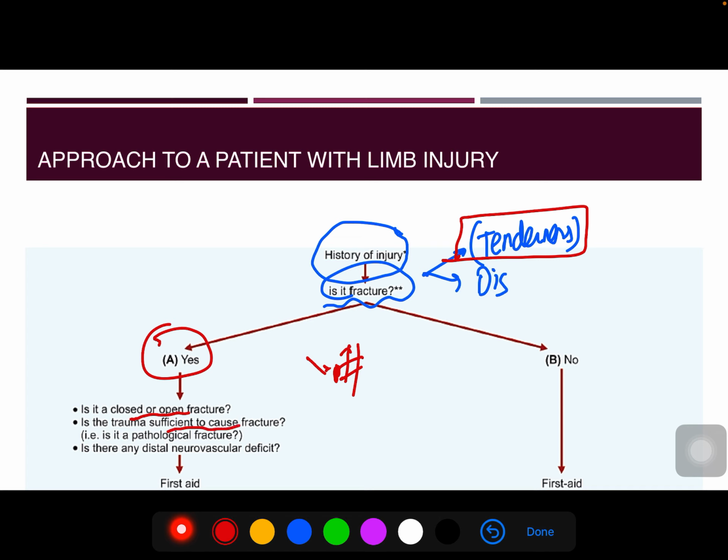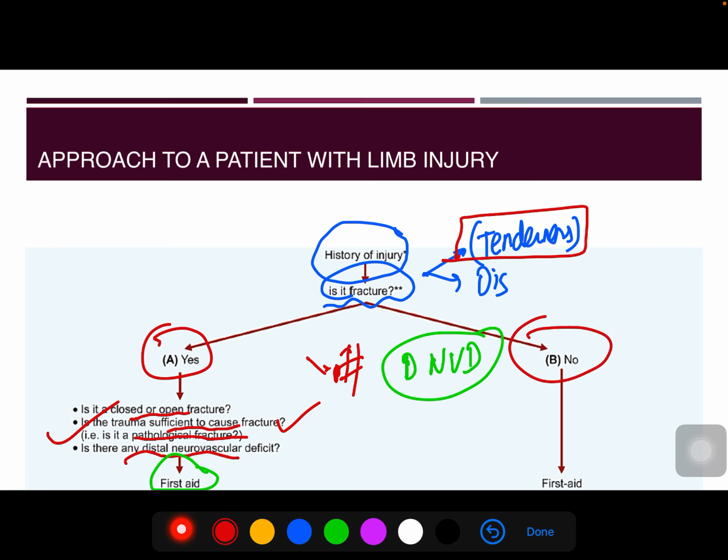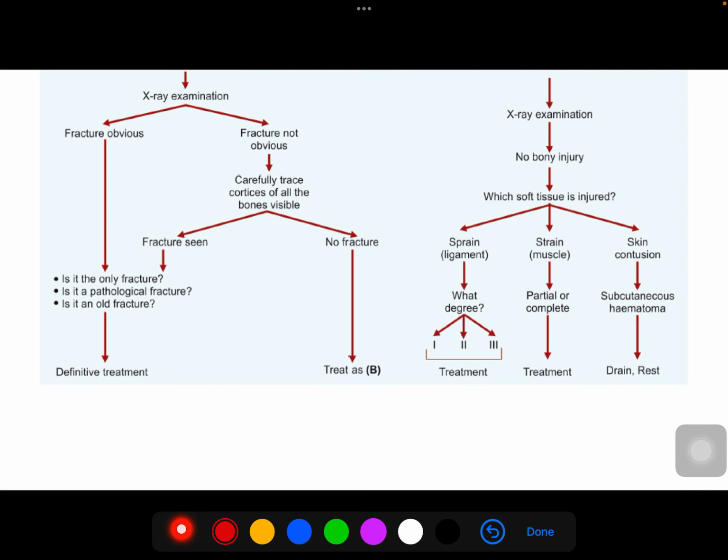Is the trauma sufficient to cause fracture, or is it a pathological fracture? Is there any distal neurovascular deficit? We have to always check for any distal neurovascular deficit, because if we neglect that, then we may compromise the limb also. So we have to always check the neurovascular deficit, and we have to use first aid. If it is not a fracture but there is injury, first aid must still be used. And then we have to send for x-ray examination.